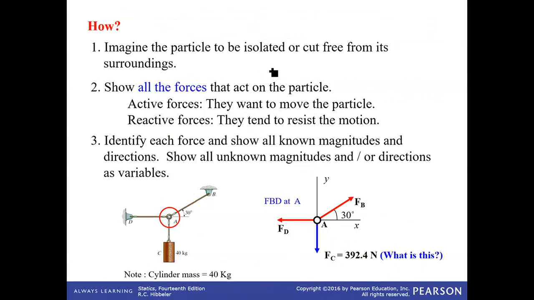Step number one is to isolate the particle or cut it free from its surroundings. That's what we have done here for point A. So all the forces that act on the particle: force in cable AB, force in cable AD, and force in cable AC. Now, these are cables, and a cable always supports a tension load. So when we draw a hook, the force is always going away from the hook, not towards the hook. And then identify the known forces. For example, here the known force is the weight of the cylinder, which is 40 multiplied by 9.81, and the unknown forces are FB and FD. So we have two unknown forces in this particular free body diagram.